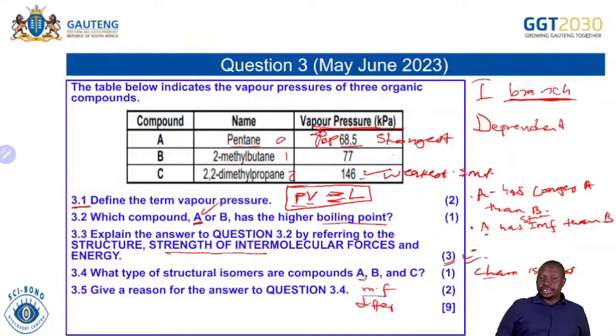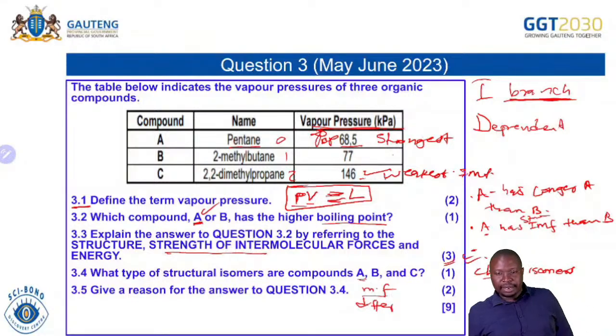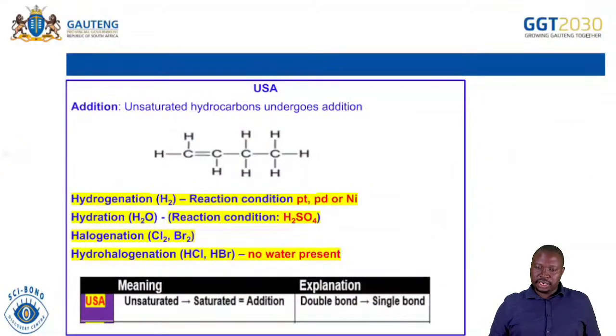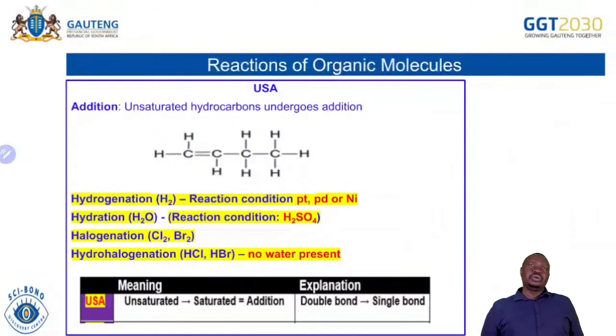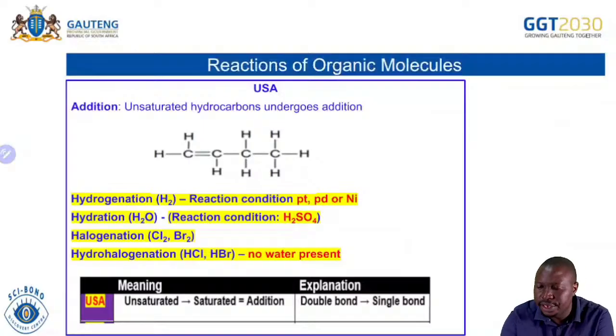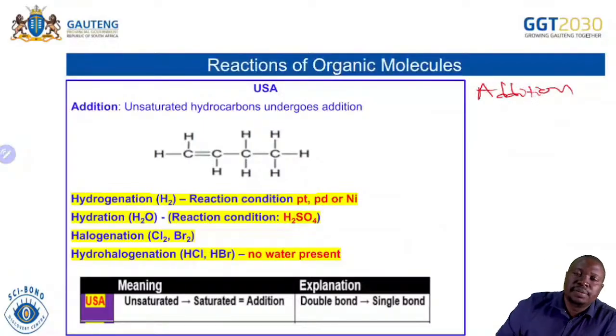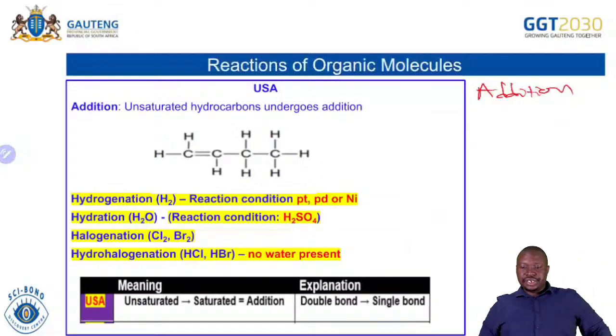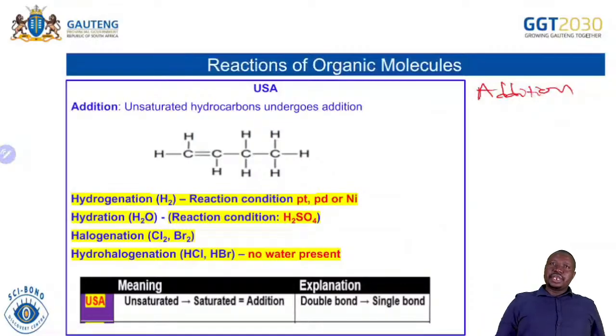That was question 3 for the May-June paper, and I hope you got it. And then we're going to our reactions now, which is our question 4. Now remember the reactions that you do in technical science. You do addition, which is what we're going to look at now. You do substitution, and then you do oxidation, which is your combustion reactions. So we'll be looking at those reactions.